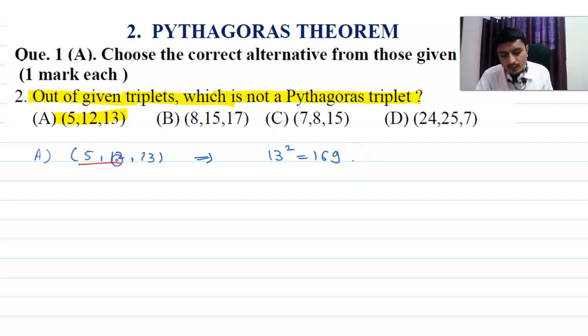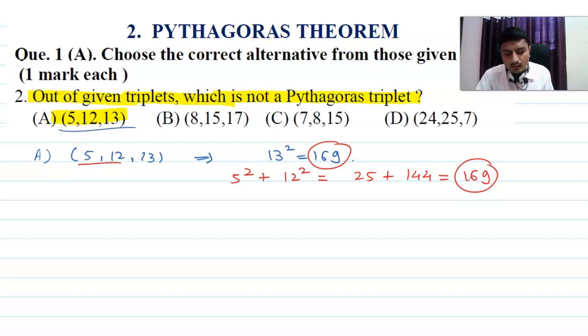Now the sum of squares of the remaining two numbers: 5 square plus 12 square. 5 square is 25, 12 square is 144. Once we add them up, we get exactly 169. That means 5, 12, 13 are a Pythagorean triplet. Look at choice B. The given triplet is 8, 15, 17.